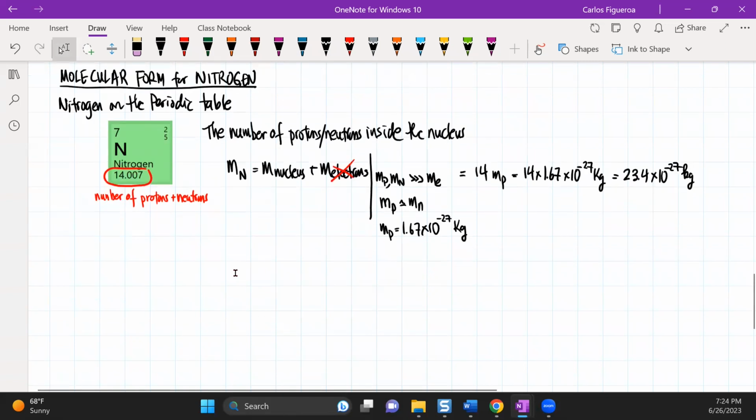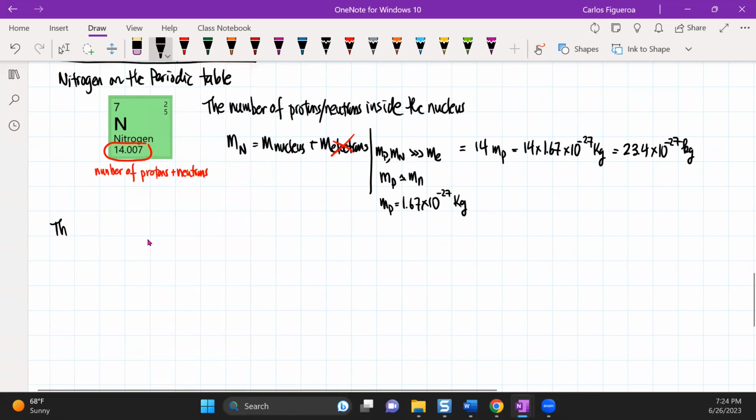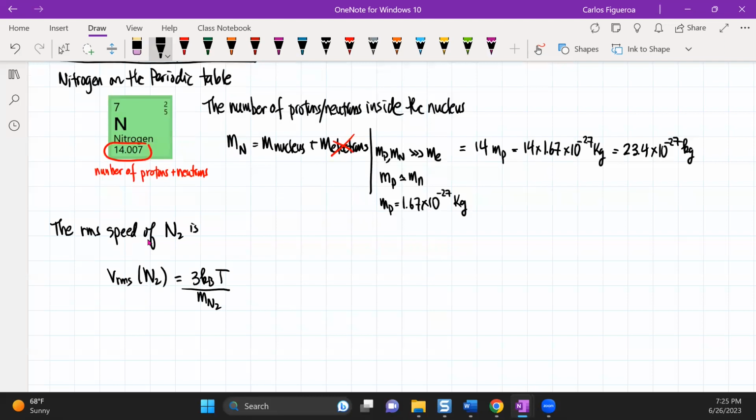So here we go. Let's calculate the RMS speed of nitrogen gas at room temperature. It's going to be V RMS. Now look at this. It's nitrogen gas, so it's 2. So that has to be the mass of N2. And then this is going to be 3 kBT, and then I've got to take the square root. So let's put in the numbers.